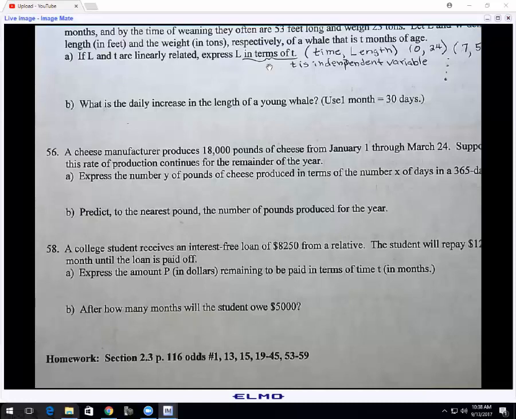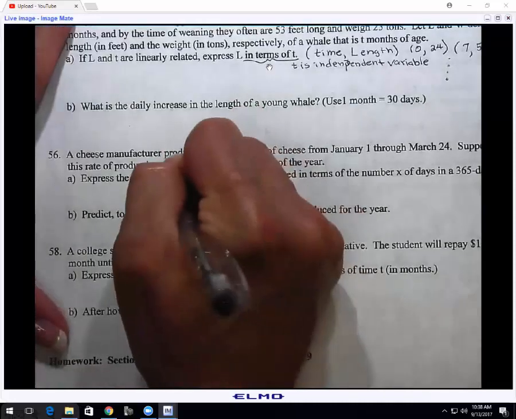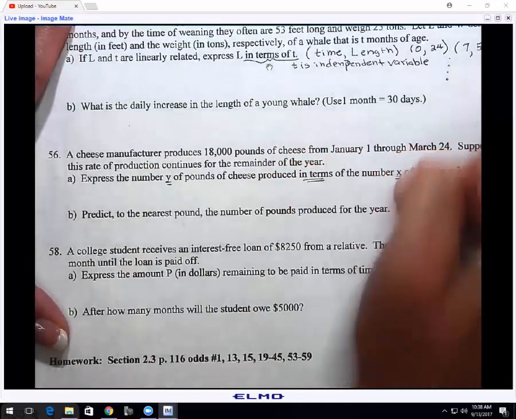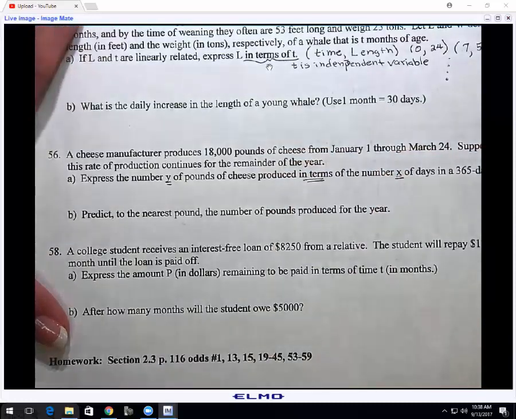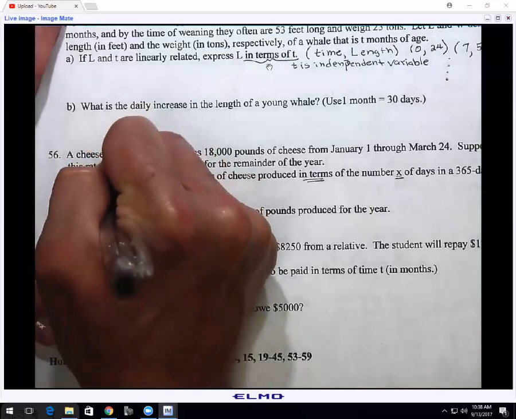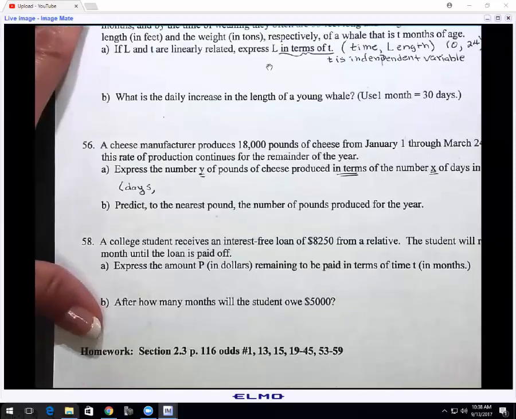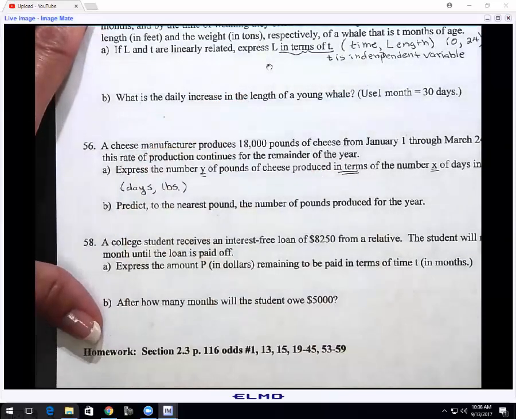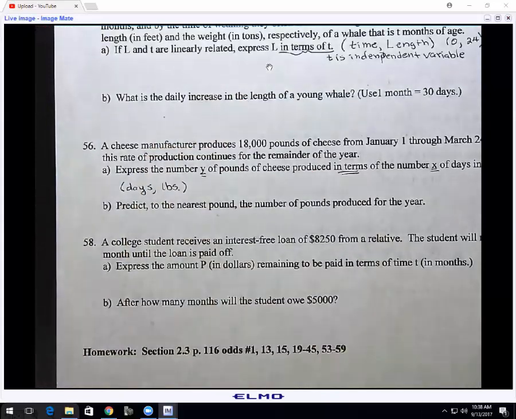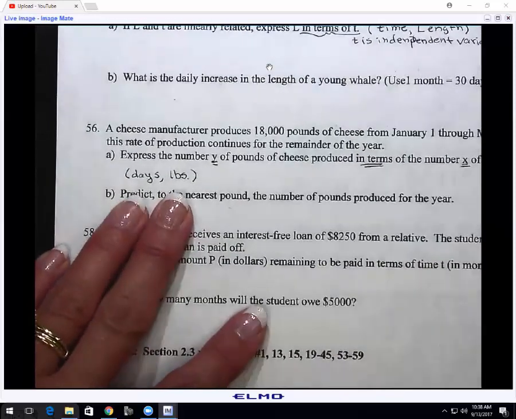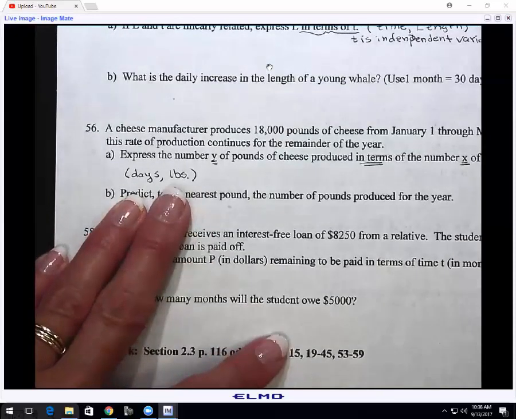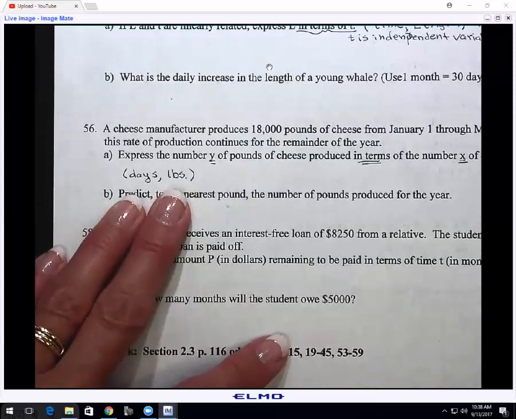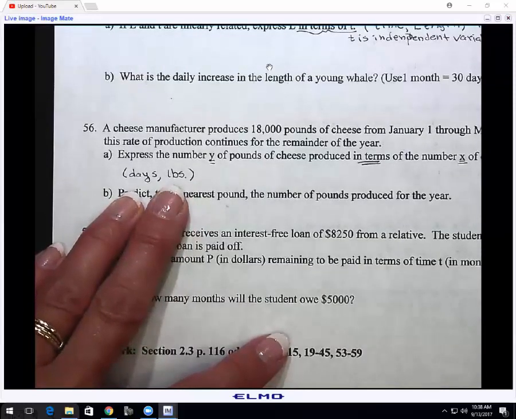Express y in terms of x. Okay, that means x is your independent variable. That means I'm going to set up my ordered pairs. You give me a number of days, and I will give you the number of pounds of cheese that have been made by that date. It's very helpful for me when I'm solving word problems to write down what the x and the y represent in the ordered pair. Am I given a point and a slope? Am I given 2 points? Am I not given enough information to solve this?